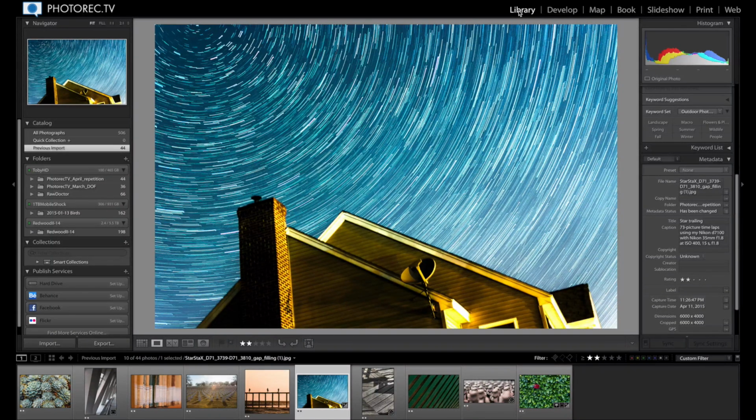Hey, this looks somewhat familiar. Yeah, I went out this week and did a similar thing, star trail stacking. So if we read from the caption here, these are 73 pictures, and I really need to share with you all how I did this. I said I would do that, and I need to get that out soon. Using his Nikon D7100 with 35 millimeter f1.8 at ISO 400, 15 seconds, and f1.8.